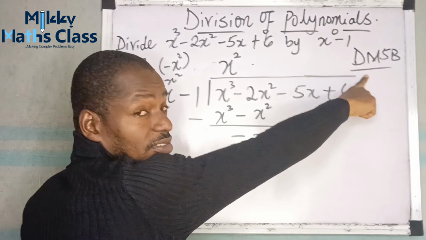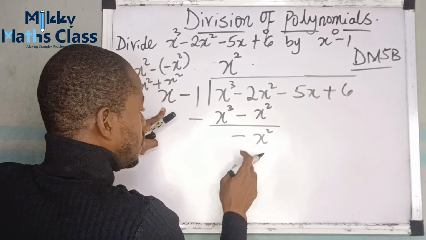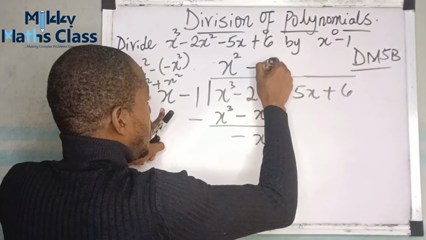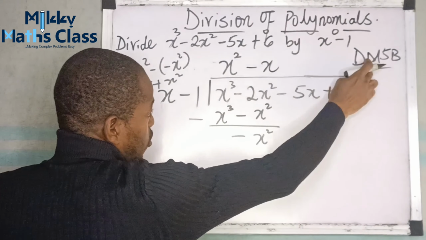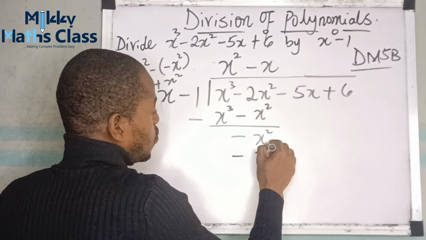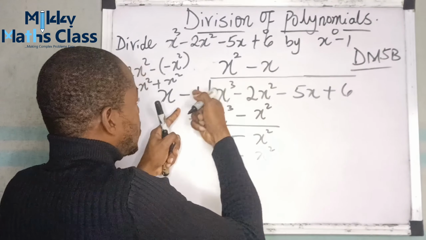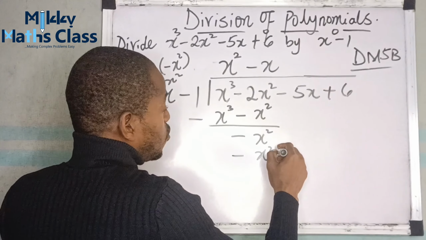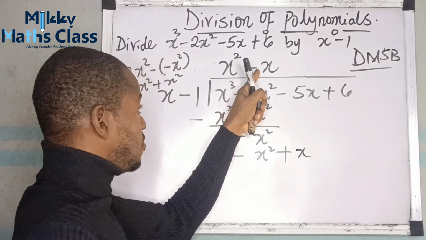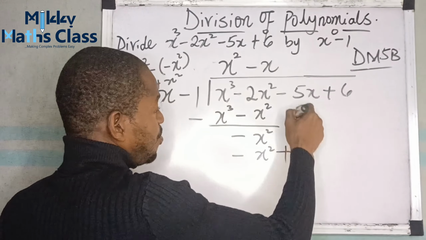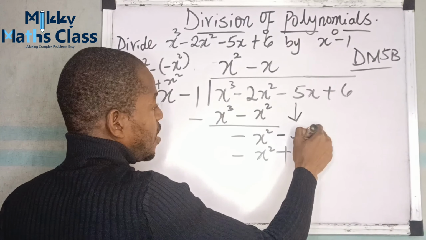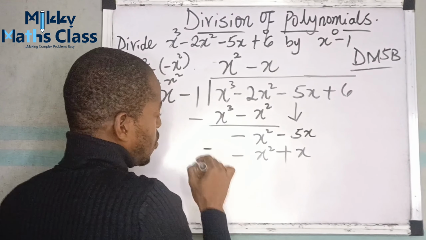Now we repeat the process again by dividing. So x in negative x squared will give us negative x. Now we multiply: negative x times x is negative x squared. Negative x times negative 1 will give us plus x, because negative times negative becomes positive. Now let's bring down our negative 5x.